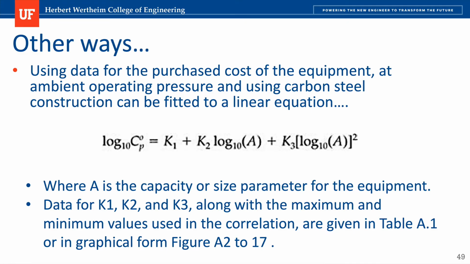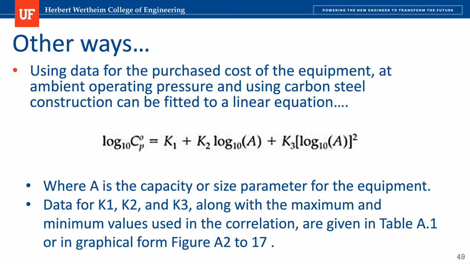So each equipment will have a different attribute. Once again, using the data for the purchase cost of equipment at ambient operating pressure and using carbon steel construction, we can feed all of this information into an equation. And the good thing is that the source for this lesson, the book, is all about that. This person used a lot of data from 2011, and this group of authors actually condensed all of that data into this equation. And this is a very important resource for any engineer.